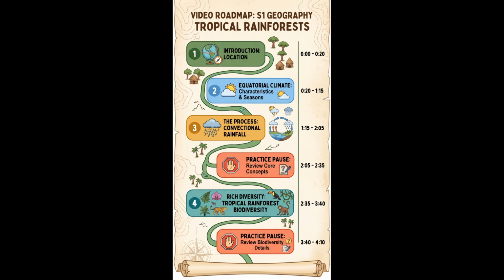Here is our roadmap. Chapter 1 is location, where rainforests are found and why. Chapter 2 is the equatorial climate, the key figures for WA Question 1. Chapter 3 is convectional rainfall, the step-by-step process for WA question 2. After Chapter 3, we stop for practice. Pause 1 so you can attempt question 2 yourself. Chapter 4 is climate and biodiversity, the mechanism chain for WA question 3. After Chapter 4, practice pause 2 for question 3. Then we fix the 3 mistakes, recap the 5 key things, and you know exactly what to do next. Let us begin.